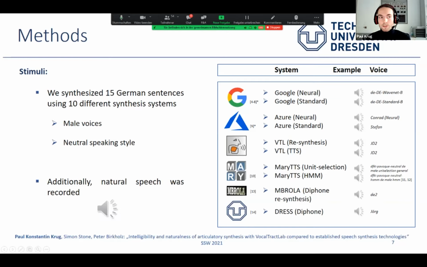And all these synthesis systems were used with the male voice and a neutral speaking style and a neutral tempo.